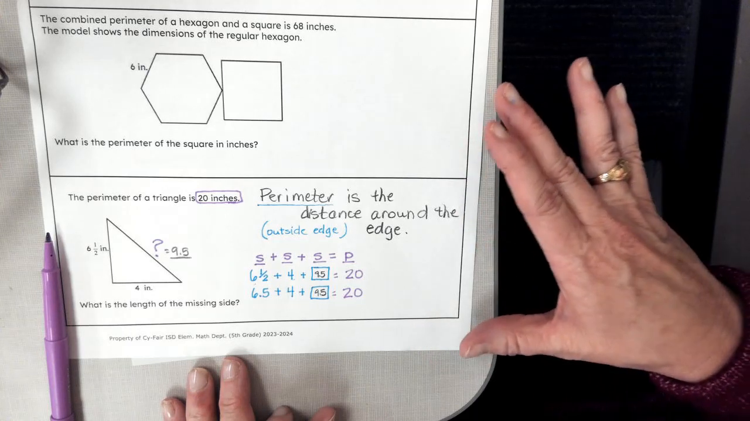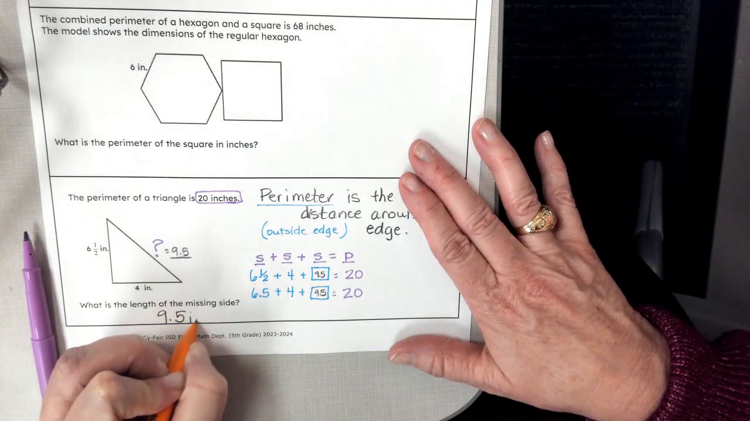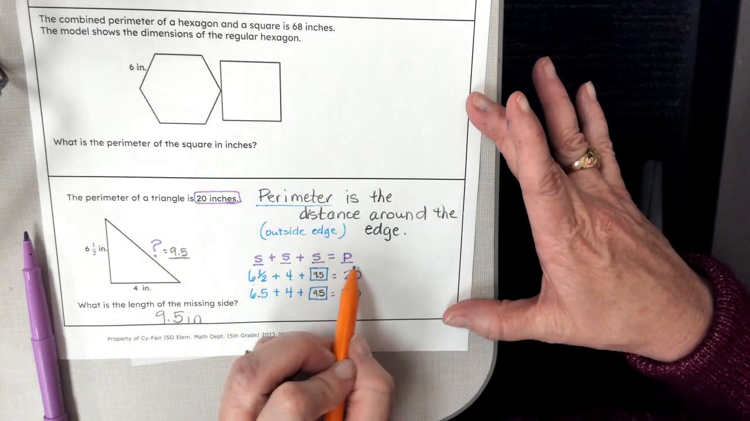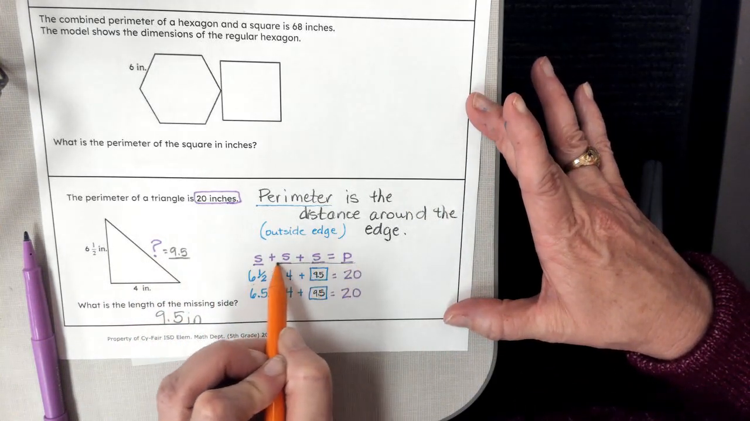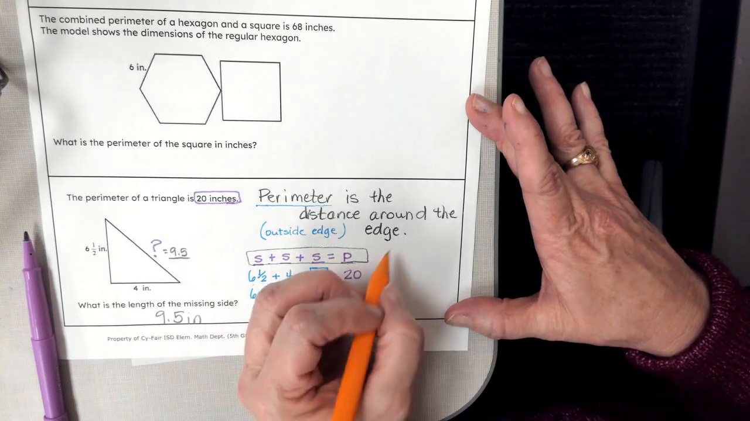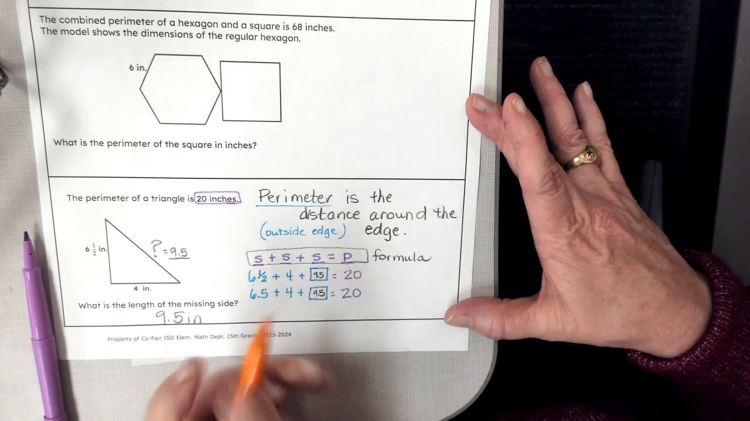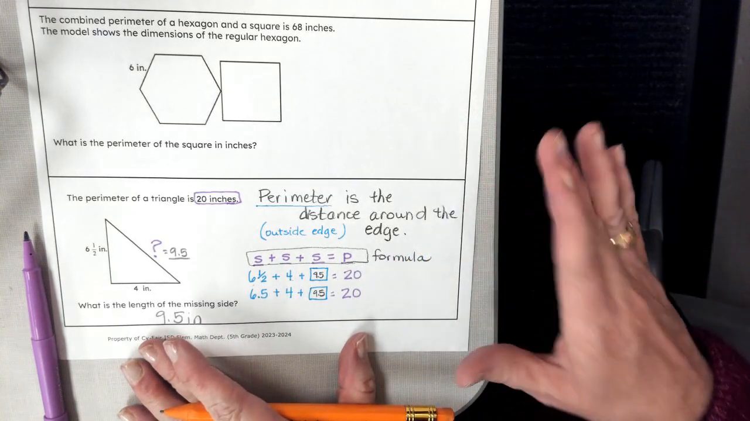Okay? So the one thing that I want you to remember when you're thinking about perimeter is I want you to think about what pieces you have and what is needed to solve. I would call this a formula, something that you use to help you plug in information that you know and what you don't know.